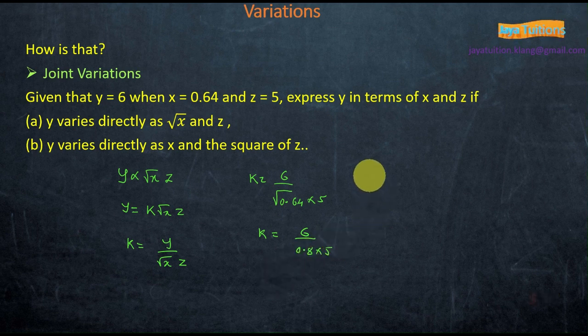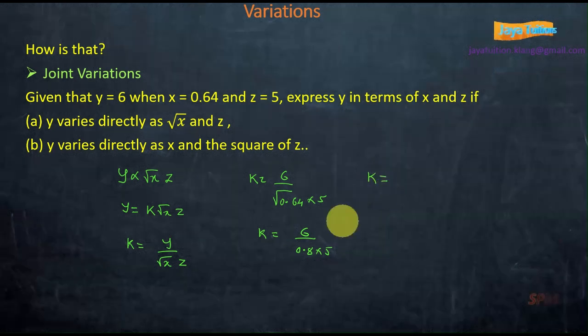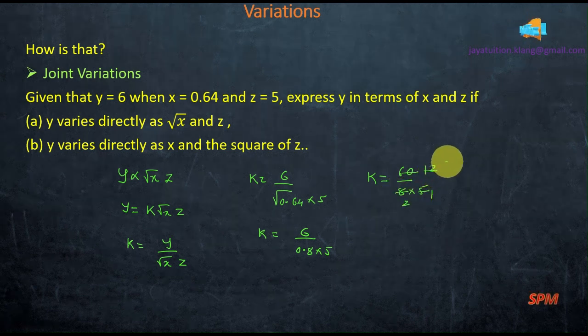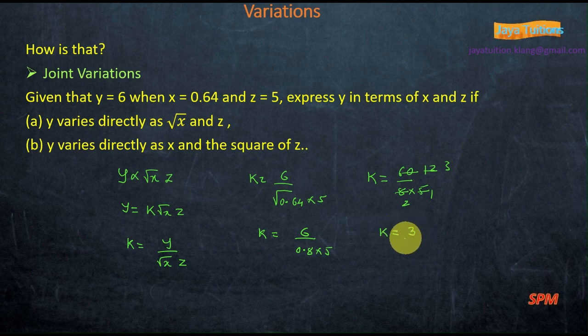Further to that, we can also say the value of k becomes equal to 60, the shortcut method, divided by 8 times 5. 5 ones are 5, 5 twelves are 60, 4 twos are 8, 4 threes are 12. Therefore, the value of k comes out to be 3 by 2.